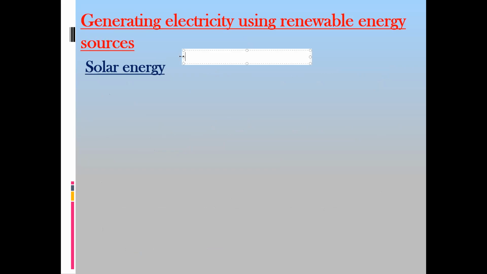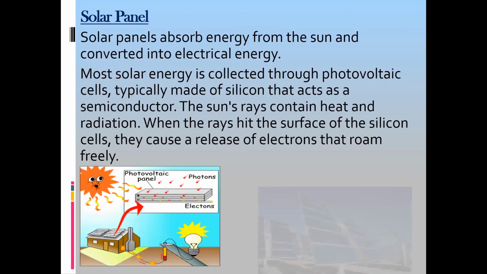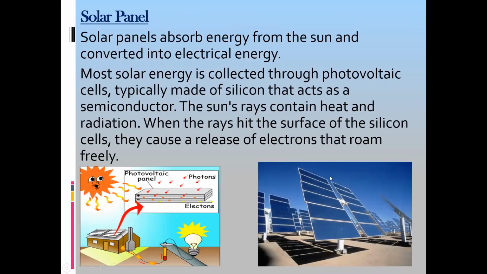So maybe you have seen these solar cells, the solar panels. So what happens? These are the solar panels or solar cells. Basically, the sun is producing both heat and light. So it is producing both heat and light.